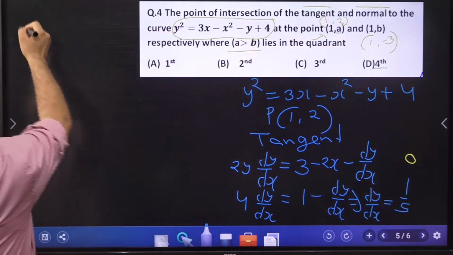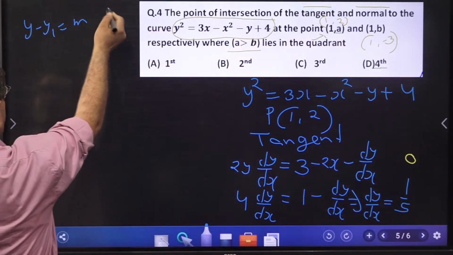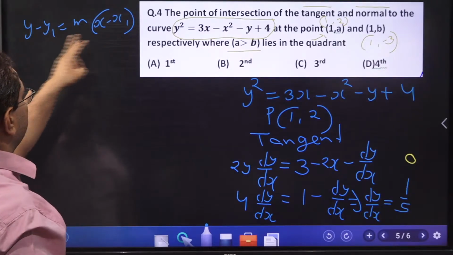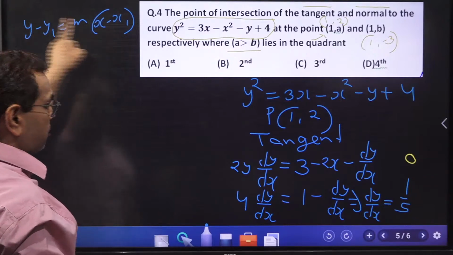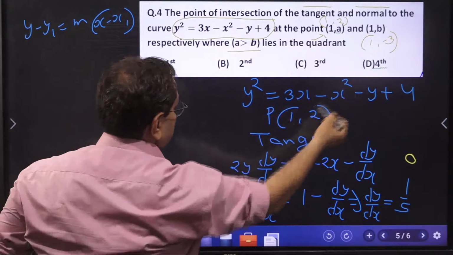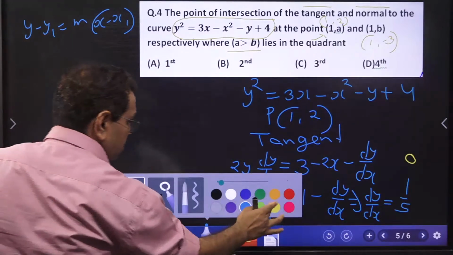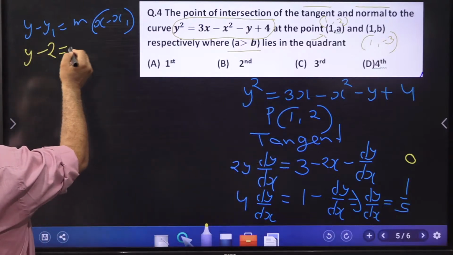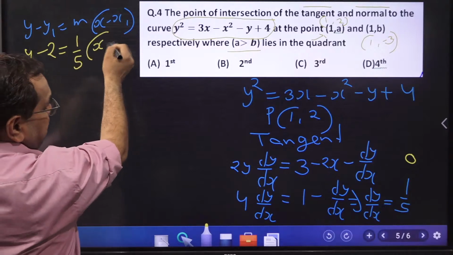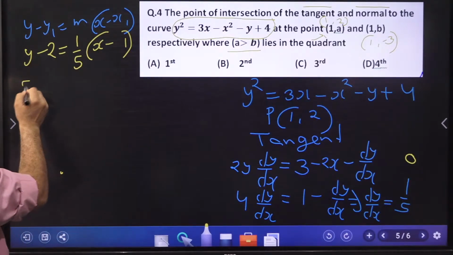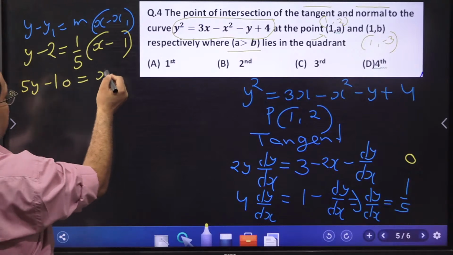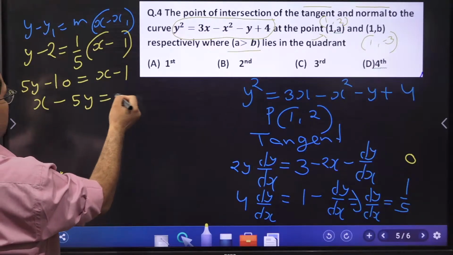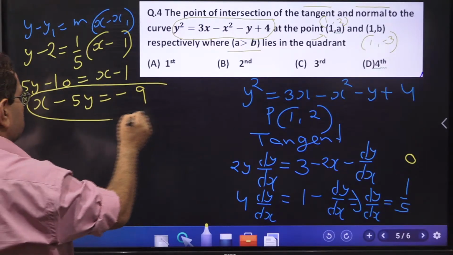Now using the formula y minus y1 equal to m into (x minus x1). What does this equation represent? Equation of a line passing through (x1, y1) and having slope m. Using this formula we can calculate the equation of the tangent to this curve at this point. So y minus y1, what is y1? 2, equal to m, 1 upon 5, into (x minus 1). So 5y minus 10 equal to x minus 1, or we get x minus 5y equal to minus 9. This is the equation of the tangent.